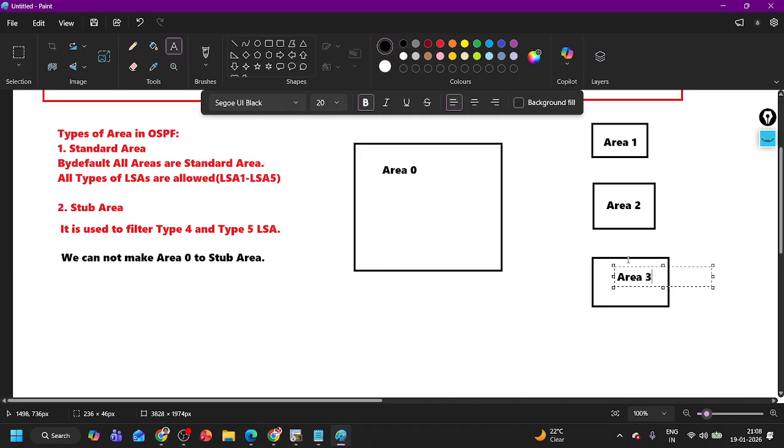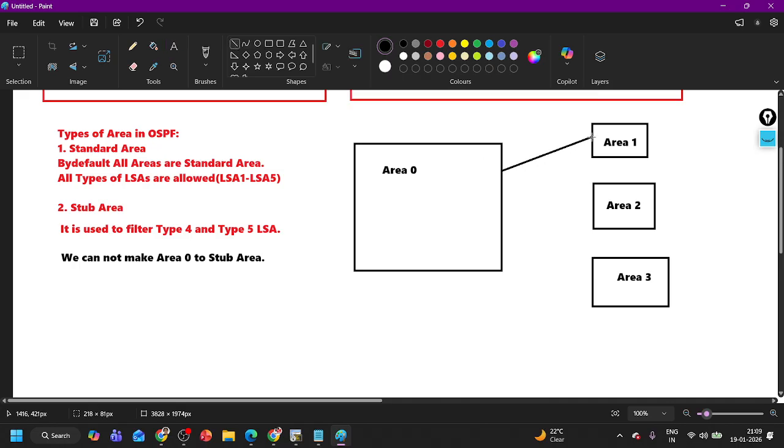Within the branch they will have full visibility. Within the branch they can view the entire topology, but between the branches they will only have route exchange through the backbone area. All the areas will be connected with the backbone area. This is going to be your design: area 1, 2, 3 and area 0. All other areas are connected with area 0. So here maybe in area 1 you want to filter LSA 5 or LSA 4, and you can do that.